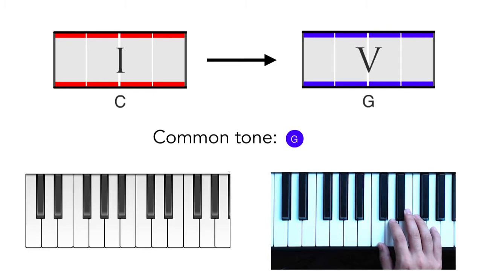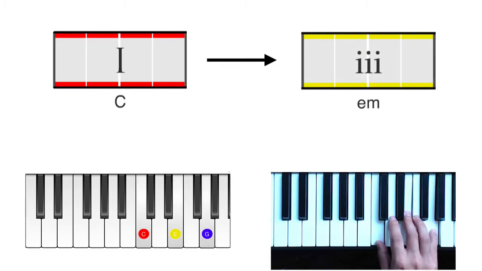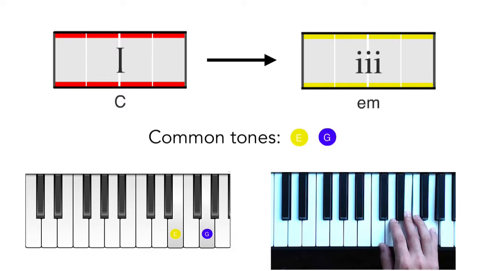Let's do one more. We'll do 1 to a new chord, 3, E minor. What's the common tone or common tones between C major and E minor? It's scale degrees 3 and 5, E and G. The only thing that needs to move in this case is our thumb.